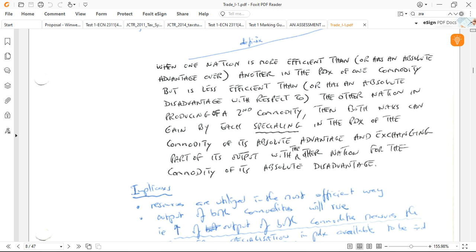So please, when you're explaining competitive advantage according to Adam Smith, there are keywords that you don't need to miss. Words like efficient, less efficient, specializing, absolute advantage. Please, that's the key with the lecturer. Don't miss keywords.